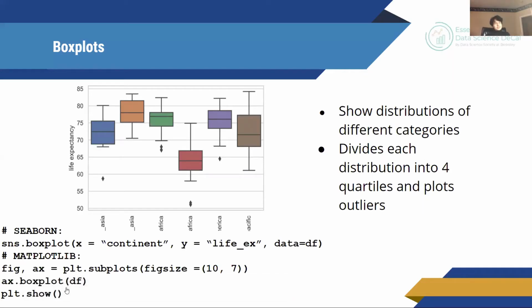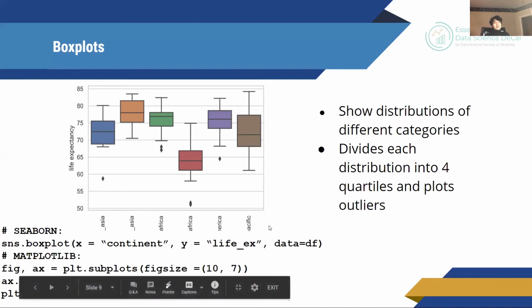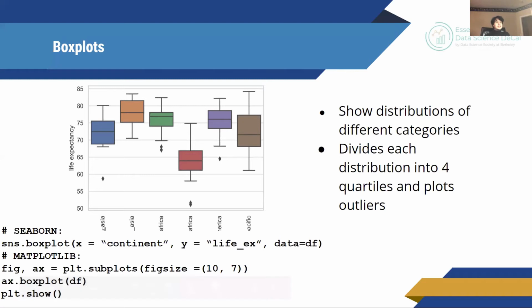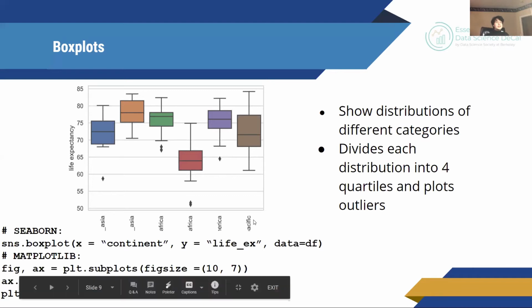Boxplots. So now we're crossing over into categorical data. Boxplots also show distributions, but let's say we want to separate for some category that we've got in our data. So we want to see the average life expectancy across different continents. In this case, our categorical variable is the continent, and we can see here we've got Asia, I guess this is South Asia, East Asia, Africa, probably different parts of Africa, the Americas, and the Pacific. And then we've got life expectancy here.